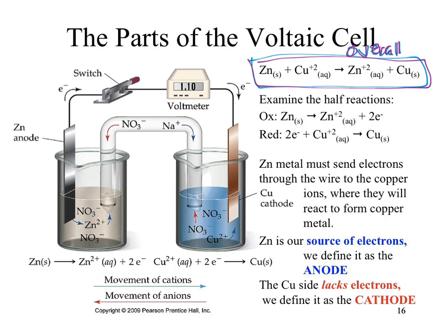In that case, what happened to it? 2 electrons were lost from the zinc metal. Our zinc was oxidized. What happened to the copper ion? Well, if we look at the next reaction, the copper ion gains 2 electrons. What kind of a reaction occurs when we gain electrons? Reduction.